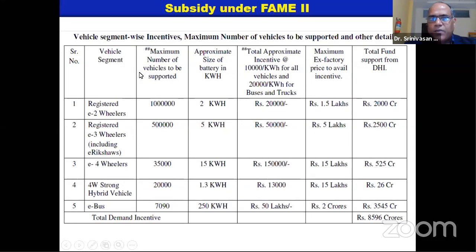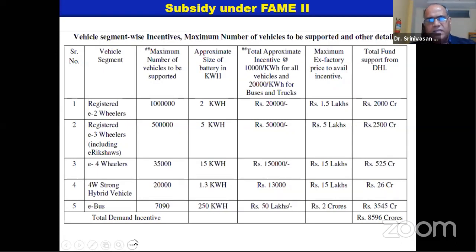So recently the government announced a subsidy under FAME 2. When you are using a two-wheeler, you will be getting a subsidy of about 10,000 rupees per kilowatt hour, and for a 2 kilowatt hour battery you will get 20,000. When you are using a three-wheeler, you will be getting about 50,000 subsidy, and for a car you will be getting 1,50,000. And then there is the four-wheeler hybrid vehicle and e-bus and all. So the subsidy is huge.